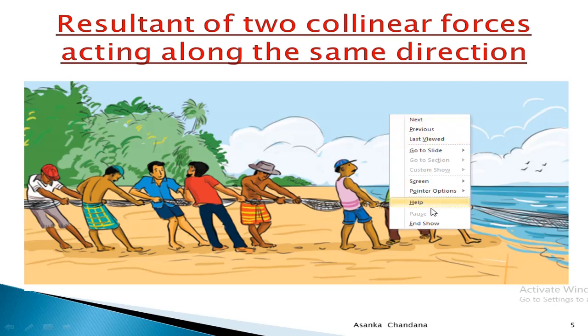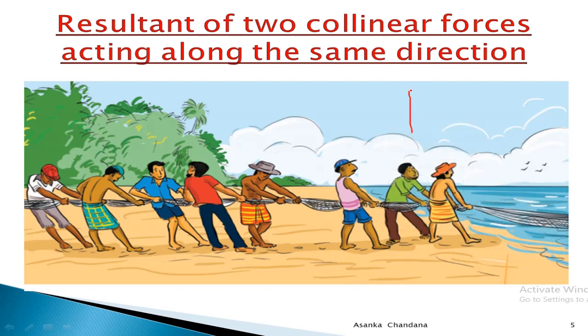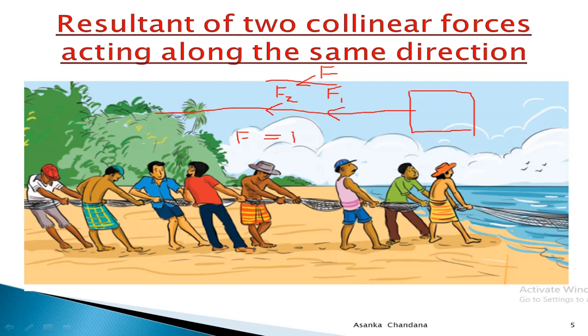Now think of an example. There is an object like that. Forces F1 and F2 are exerted on this object. It is similar to this diagram, right? Then the resultant force means the single force that should be supplied instead of these two forces. Now if the resultant is F, how do we take the resultant? The resultant is equal to the addition of these two forces, the sum of these two forces. This is the resultant of the forces.